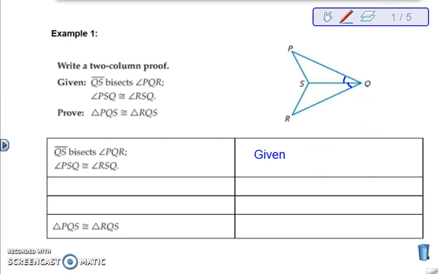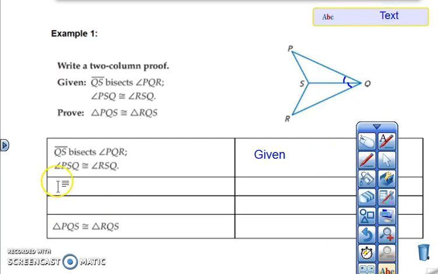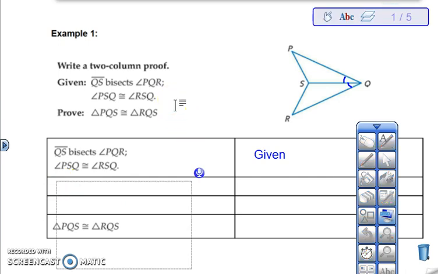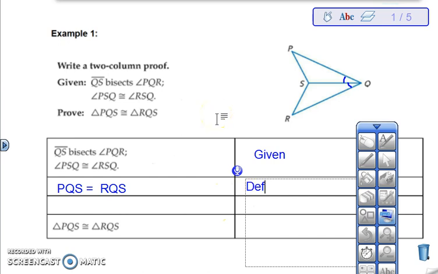So our next statement that we want to put up there is that angle PQS is congruent to angle RQS. And we know this because of the definition of angle bisector.